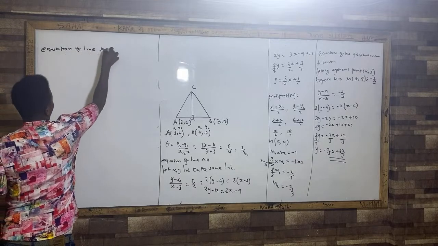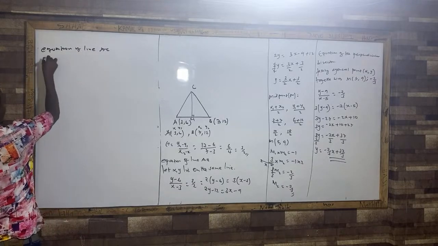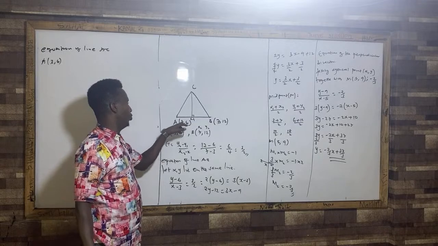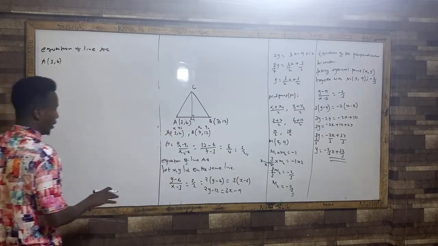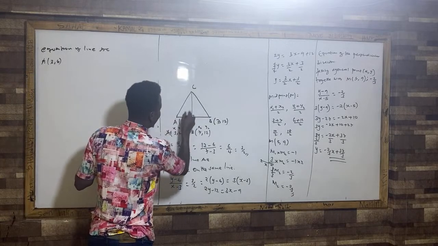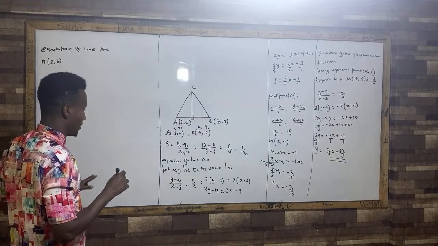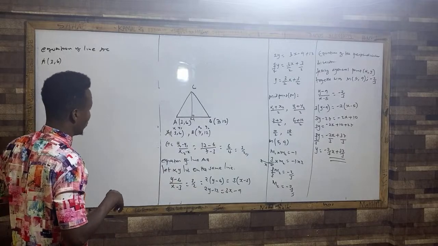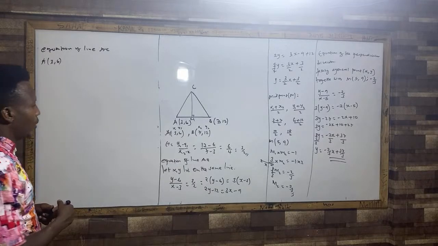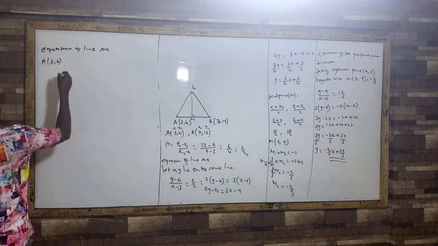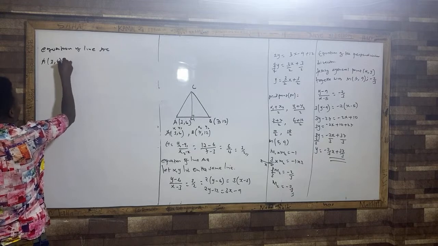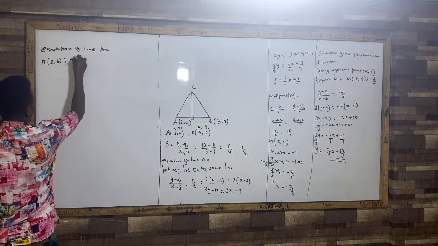of line AC. Remember, I have A as (3, 6), and you are told AC is perpendicular to AB, and already we have the gradient of AB. So the gradient of AC will be the gradient of CM. Just understand, the gradient of AB will be the gradient of CM because there is perpendicularity here. That will be negative 2 over 3. So I'll say, for AC, I take A plus the gradient, which is negative 2 over 3.